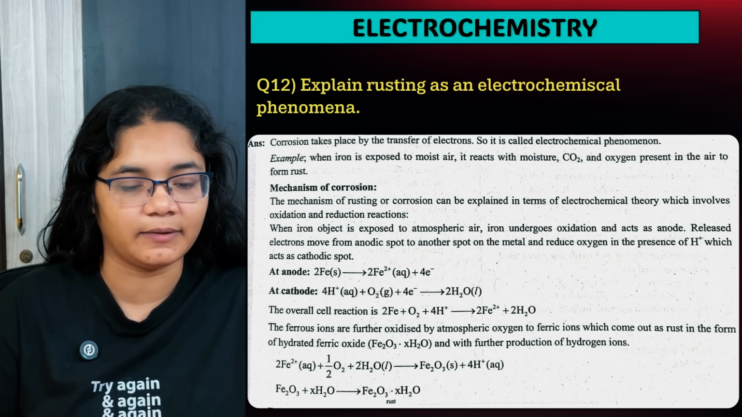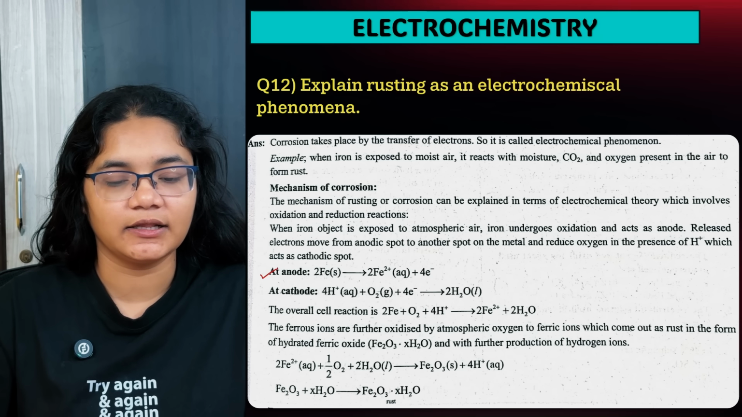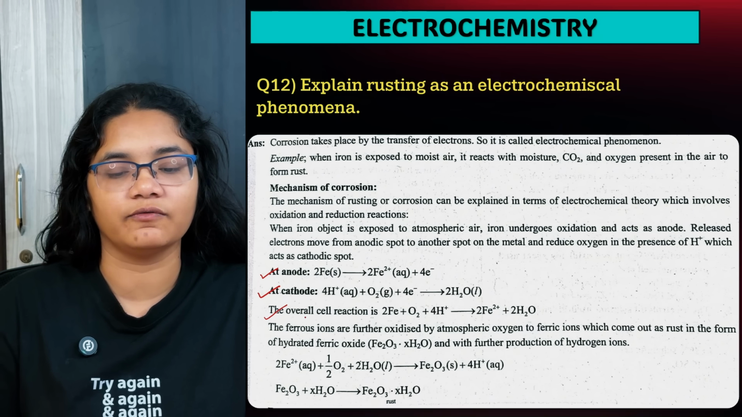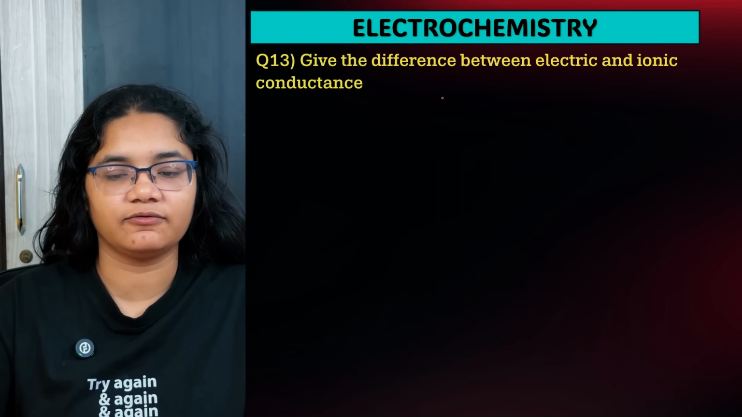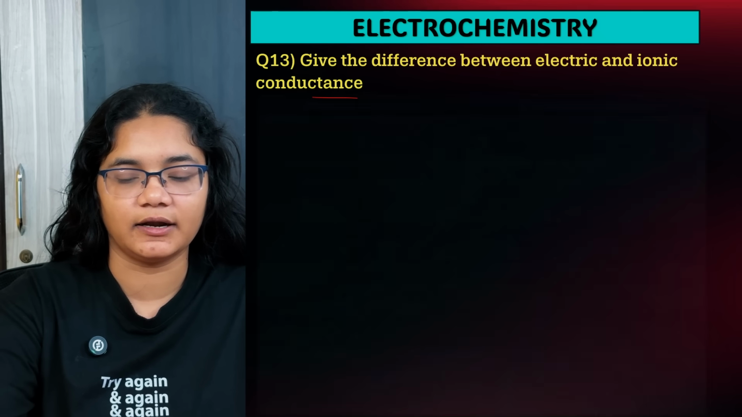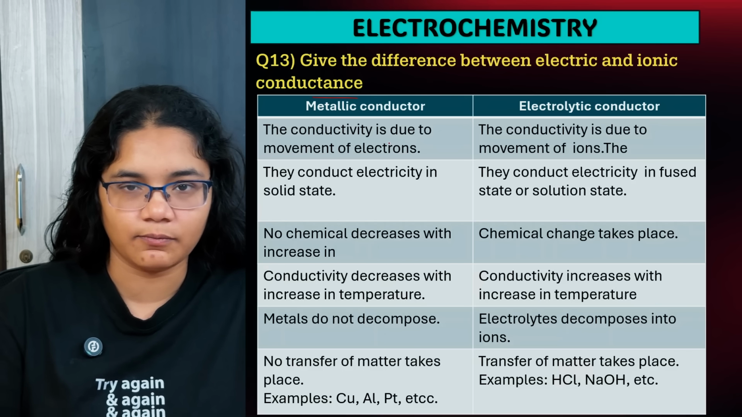So this particular mechanism of corrosion, you have to remember the statement, especially the anode and cathode reactions, and the overall reaction here is important. Now we will move to the next one, the difference between electronic and ionic conductance. Here I have given the difference. You can remember any 3 to 4 points.